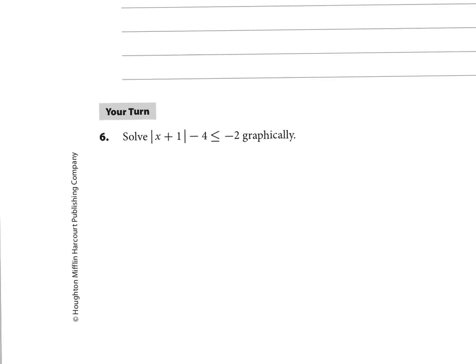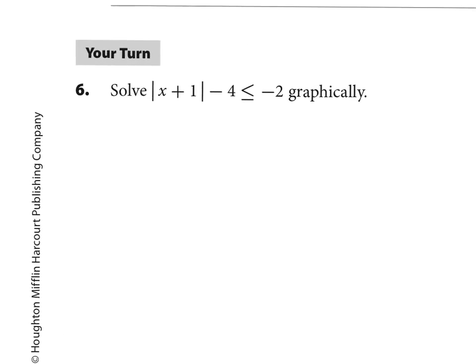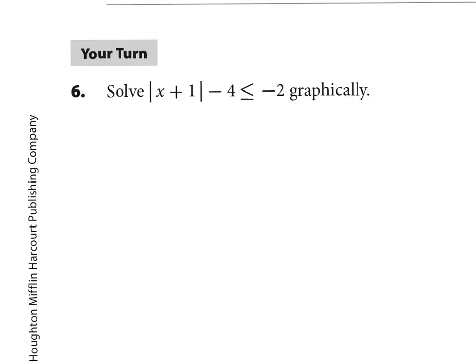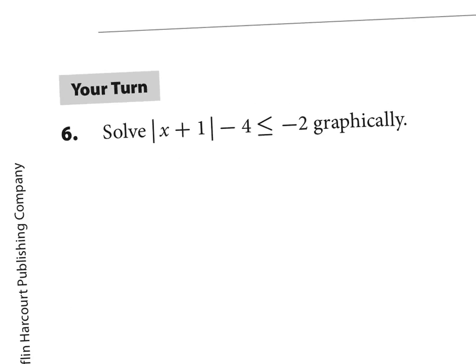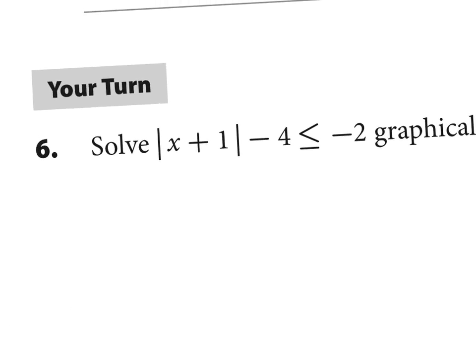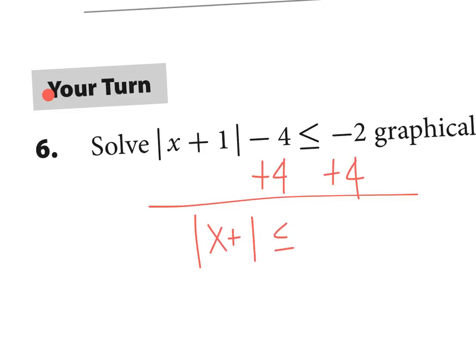We'll figure it out. Okay, number 6. I'm on page 93. You have the absolute value of x plus 1, minus 4, is less than or equal to negative 2. Well, if I'm going to solve this, just like I was solving an equation, what do you do first? Your goal is to get x isolated, but before you can do that, you have to get the absolute value symbol isolated. So the absolute value of x plus 1 is less than or equal to positive 2.